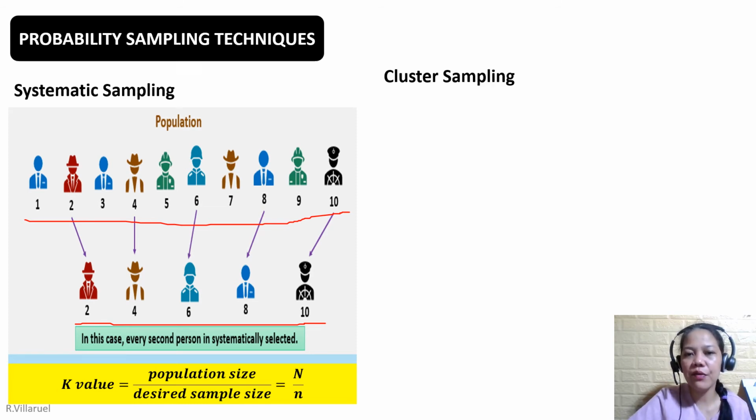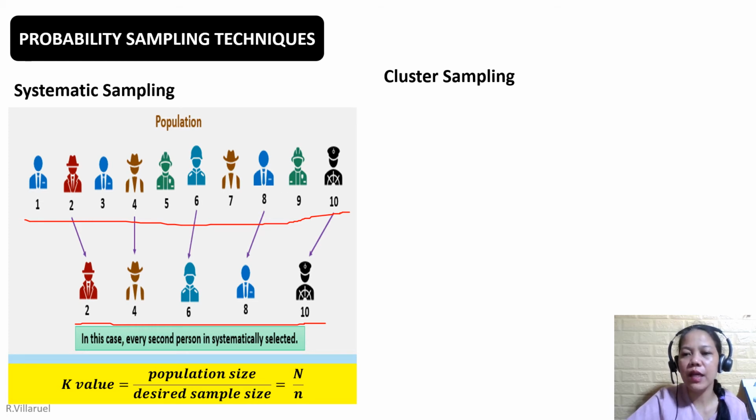Next, we have cluster sampling. So, kailan naman ginagamit si cluster sampling? It is used when the population is dispersed over a wide geographic region and is costly to gather a complete list of members of the population. So, pag magkakalayo sila, saka magiging magastos para kunin yung kumpletong listahan ng population.